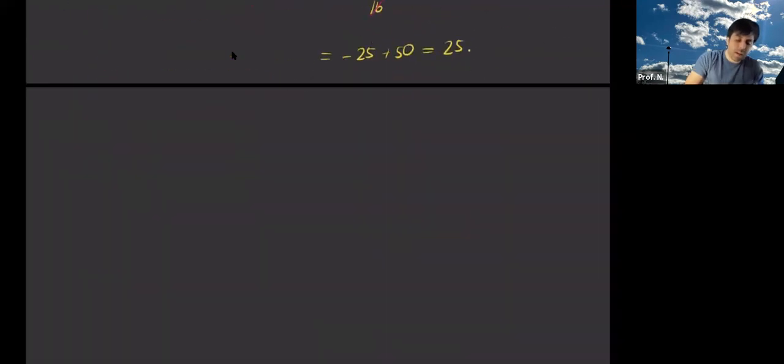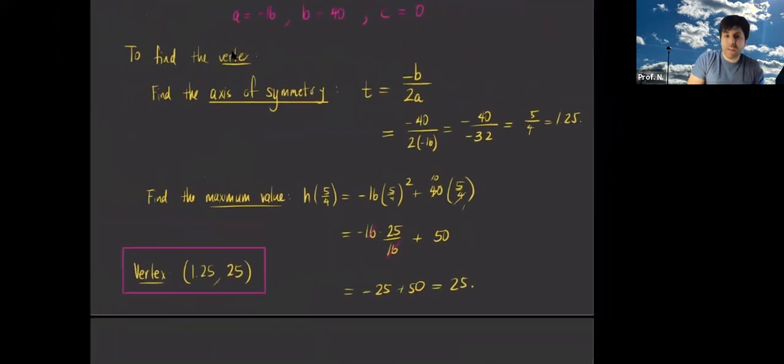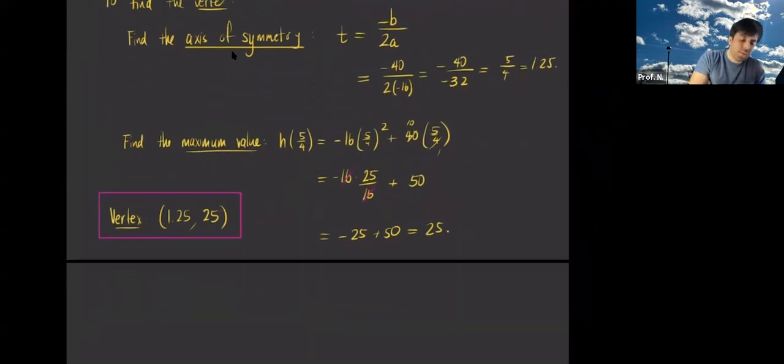So then what did I just figure out? I figured out that the vertex has the coordinates what? 1.25 comma 25. That's my vertex. I found it. Now I need to interpret this vertex. What's the interpretation of the vertex?